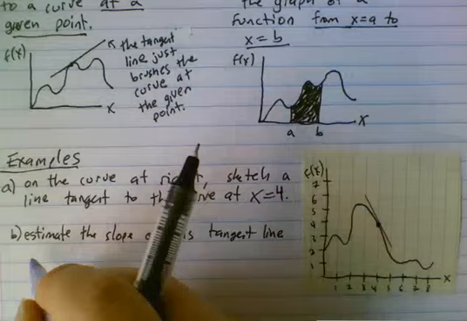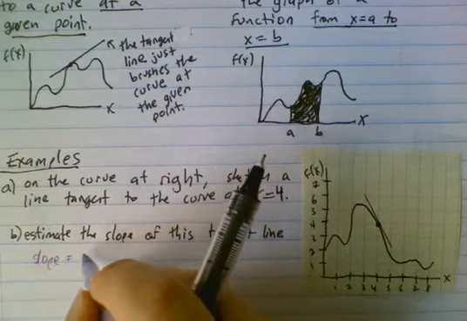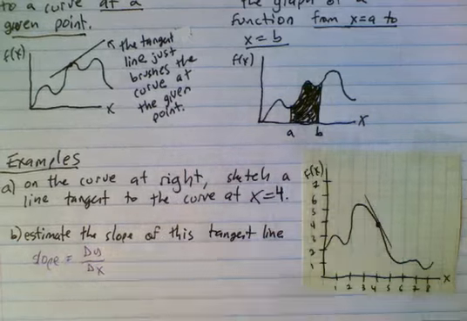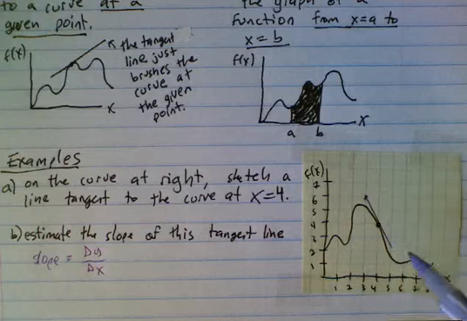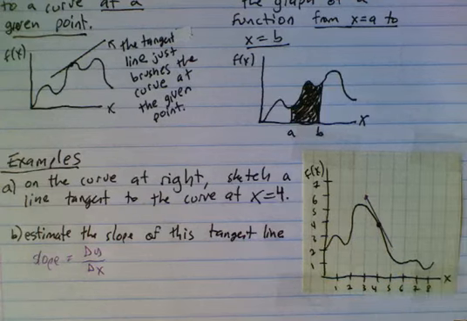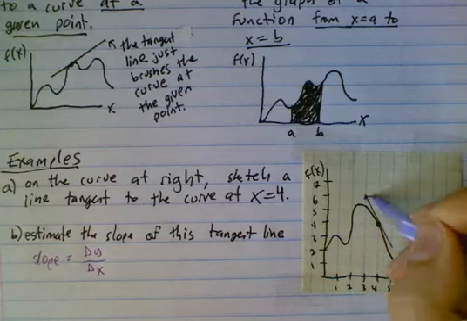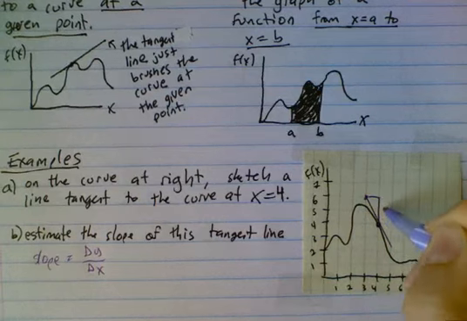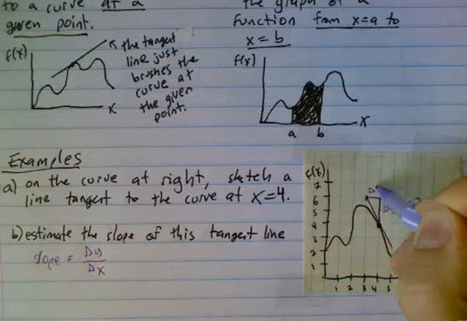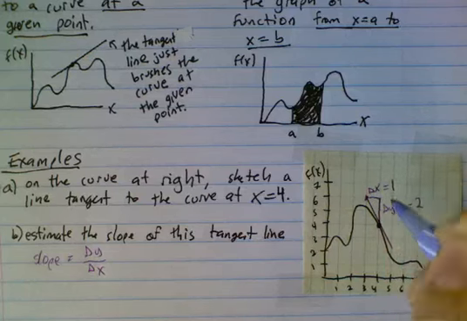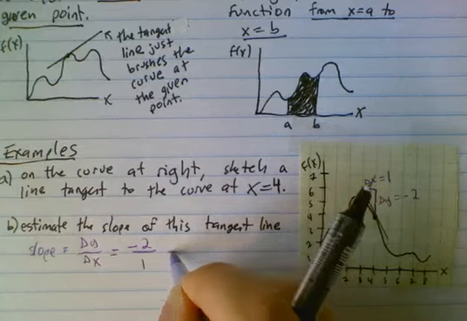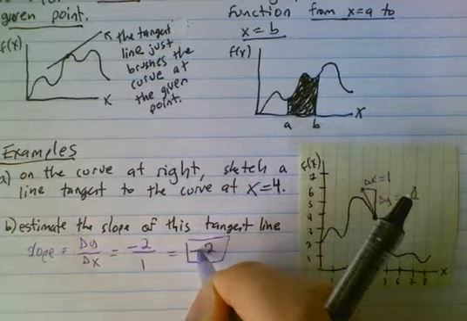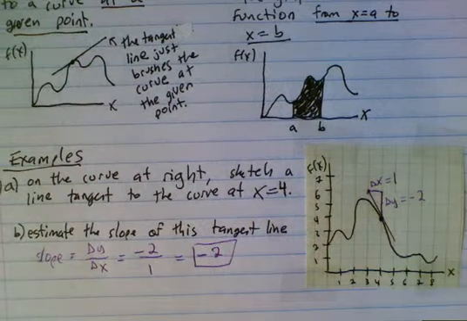The slope is change in y over change in x. So here's my little line. I'm going to take one point here, one point here. It's whatever, it's fine. Change in y, I went down 2. Change in x, I went right 1. So change in y over change in x is negative 2 over 1. Negative 2. Notice it's sloping down, so it's going to be a negative slope.